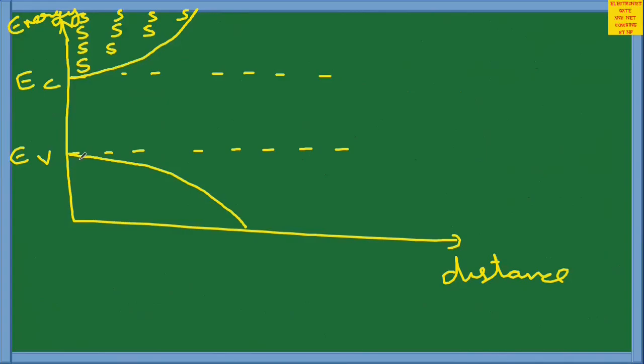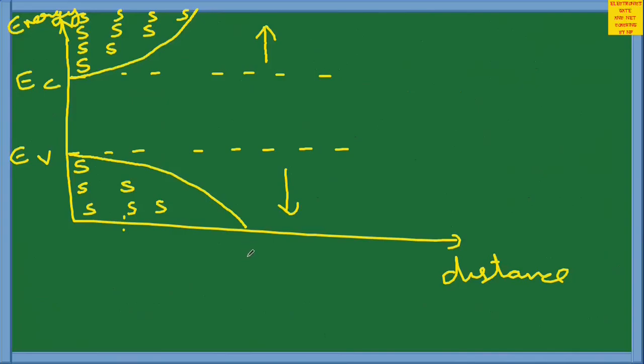And similarly in the case of valence band, say here we have density of state 1 and here we have density of state 2 and here we have density of state 3, etc. So always keep this in mind that as we move deep into the conduction band and valence band, the density of state increases. That means as the energy increases in the case of conduction band, the density of states increases, and as the energy decreases in the case of valence band, the density of states increases.